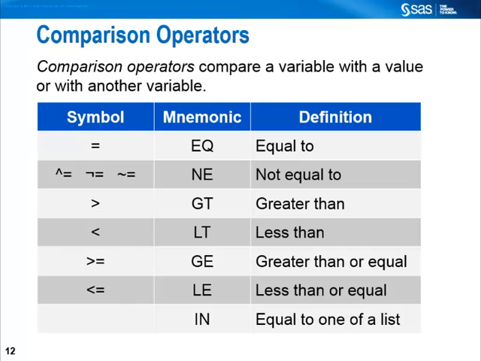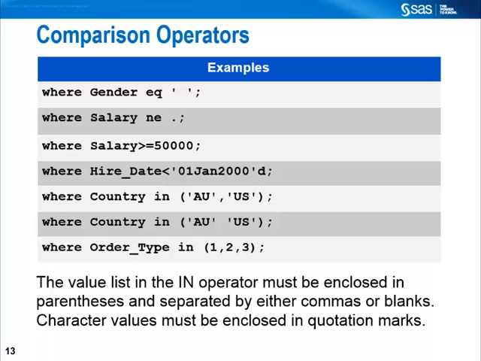Comparison operators compare a variable with a value or with another variable. So we have the symbols, then the mnemonics, and then the definition of what each means. Either you can use the symbol or you can use the mnemonic, whichever you find easy to use. This is the list of the comparison operators that we have: equal to, not equal to, greater than, less than, less than or equal to, greater than or equal to, and the IN operator.